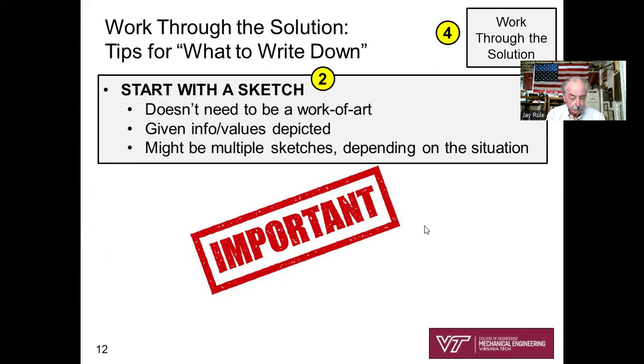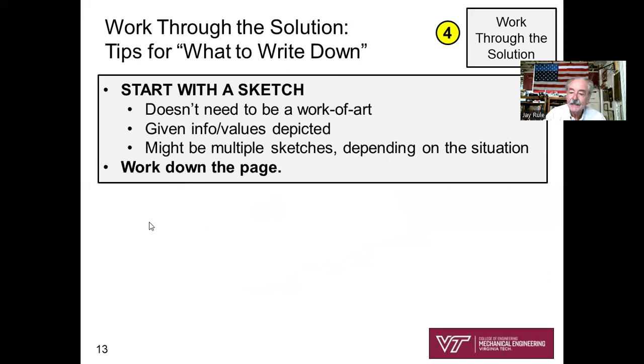Now is where, after you've drawn your sketch, you put down pencil and paper. So the last block, step 4, work through the solution, showing your work with pencil and paper or electronically, however you're solving the problem. So I kind of went back to step 2. Start with a sketch, doesn't need to be a work of art. The given information is depicted in the sketch. Any fundamental relations that you know off the top of your head are depicted in the sketch. And it might be several sketches depending on the situation. Really important. So that's going to be the first part of working through your solution.